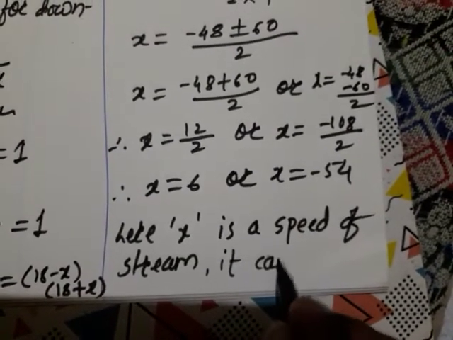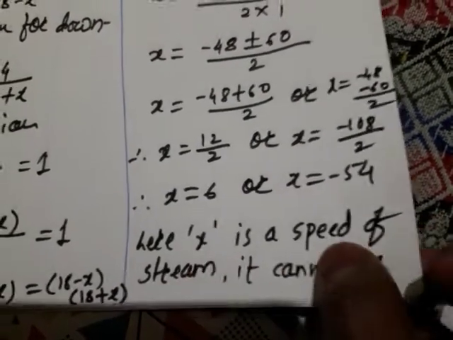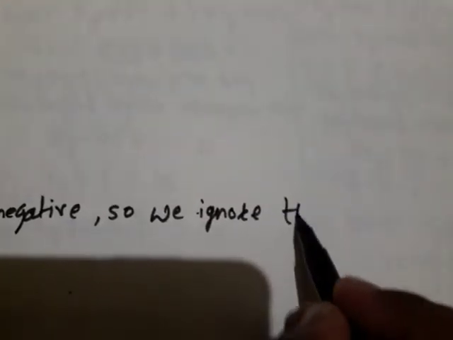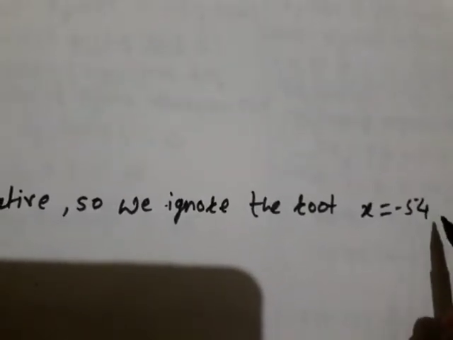It cannot be negative. इधर लिखता हूँ देखो, it cannot be negative. Okay, it is the speed of the stream. It cannot be negative. So we ignore the root x is equal to minus 54.